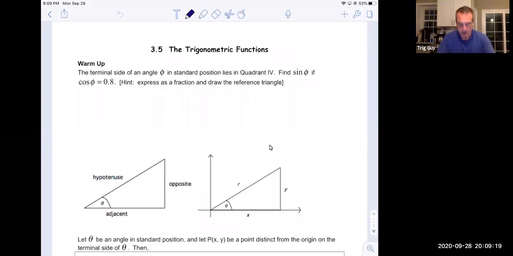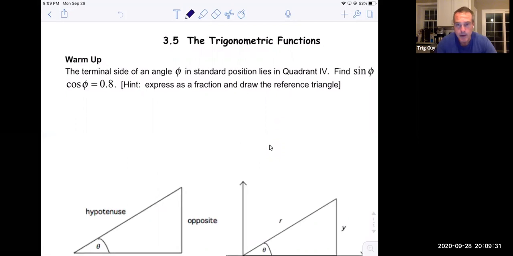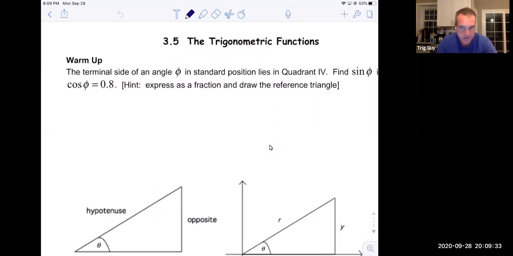All right, so we're going to work through this worksheet 3.5, the trig functions. Let's do the warm-up first. It says the terminal side of an angle phi. That's a Greek letter, phi. As we move on in math, we tend to just use Greek letters, but they're just any other variables, right? Phi, theta, whatever, lambda, alpha, beta, doesn't matter.